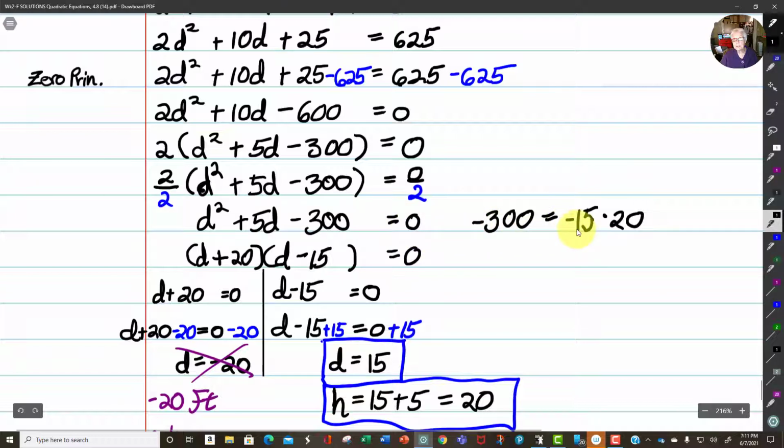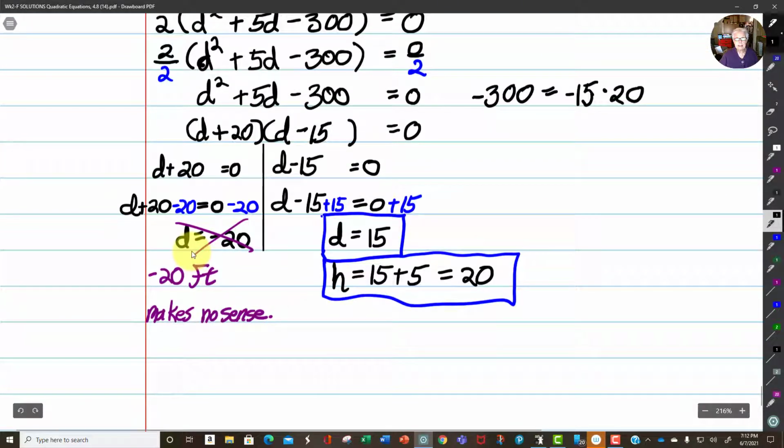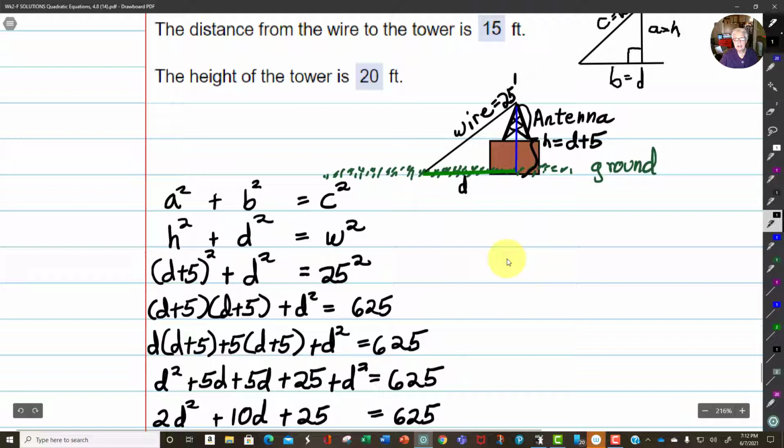Negative 300 equals negative 15 times positive 20. And negative 15 plus positive 20 equals 5. So that tells me how to factor. I set each factor equal to 0, and I solve for the variable d. D is distance. It can't be negative. That's a negative 20. That makes no sense. So we're going to let d equal 15. That means this distance is 15.